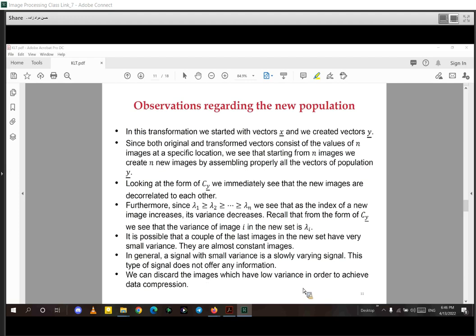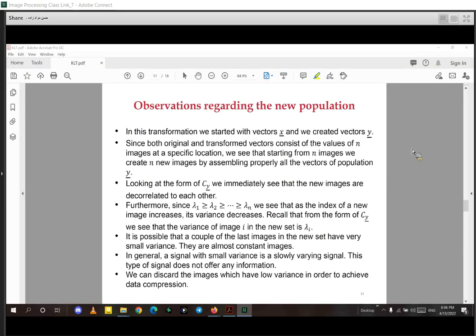Okay? And this is compacting the information. We can discard the images which have low variance. Okay, that's right. Go to next slide.